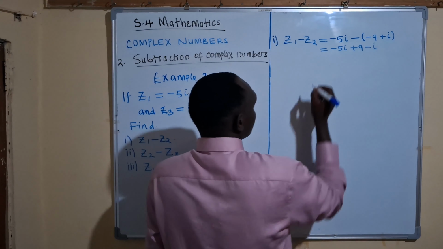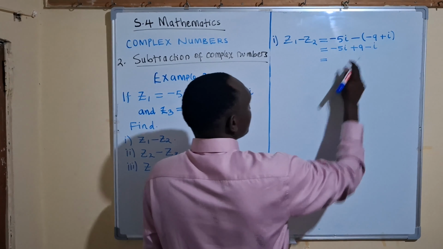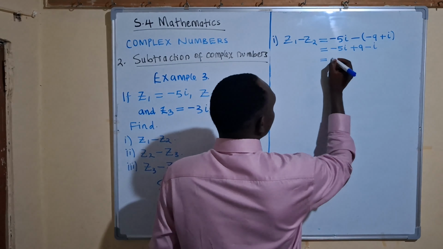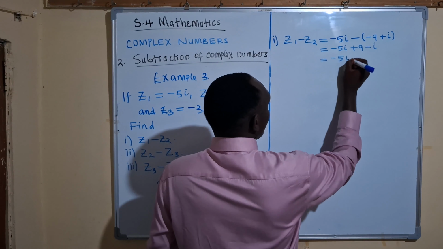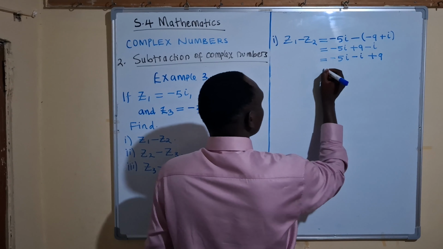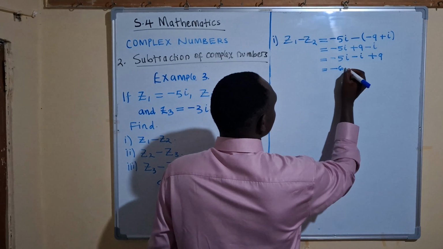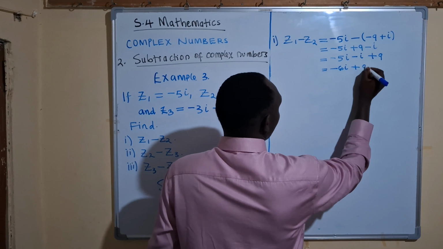Then we collect the like terms together. There are two imaginary parts and there is one real part. So let's collect the imaginary parts together: negative 5i minus i, and then plus 9. What is negative 5i minus i? It is negative 6i plus 9.